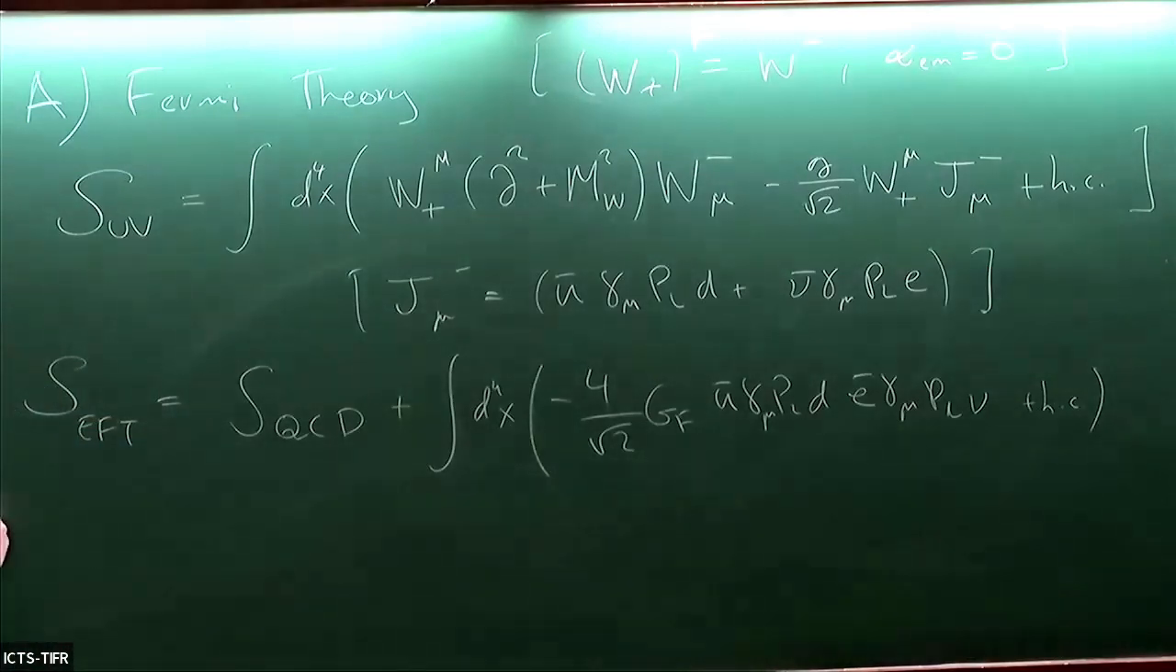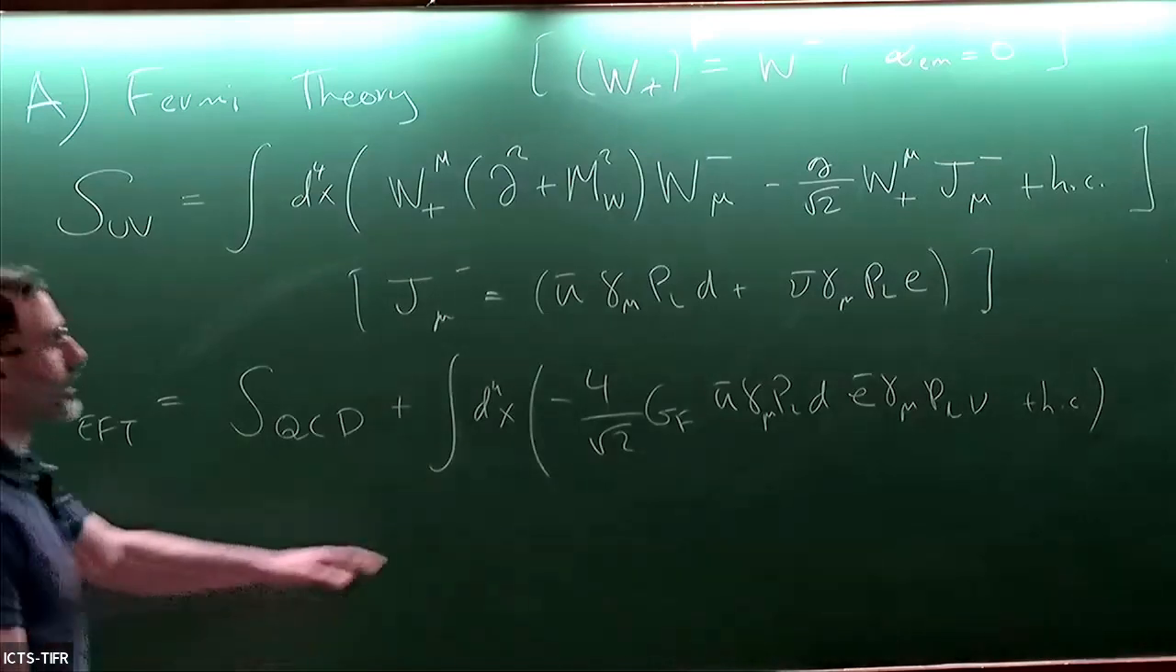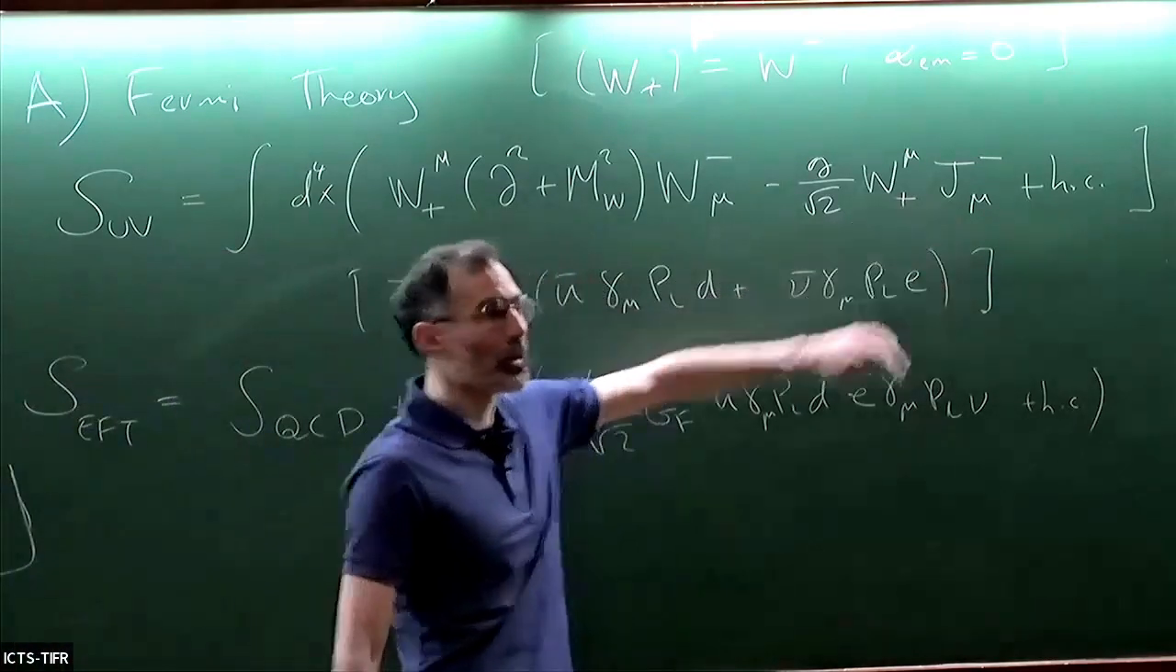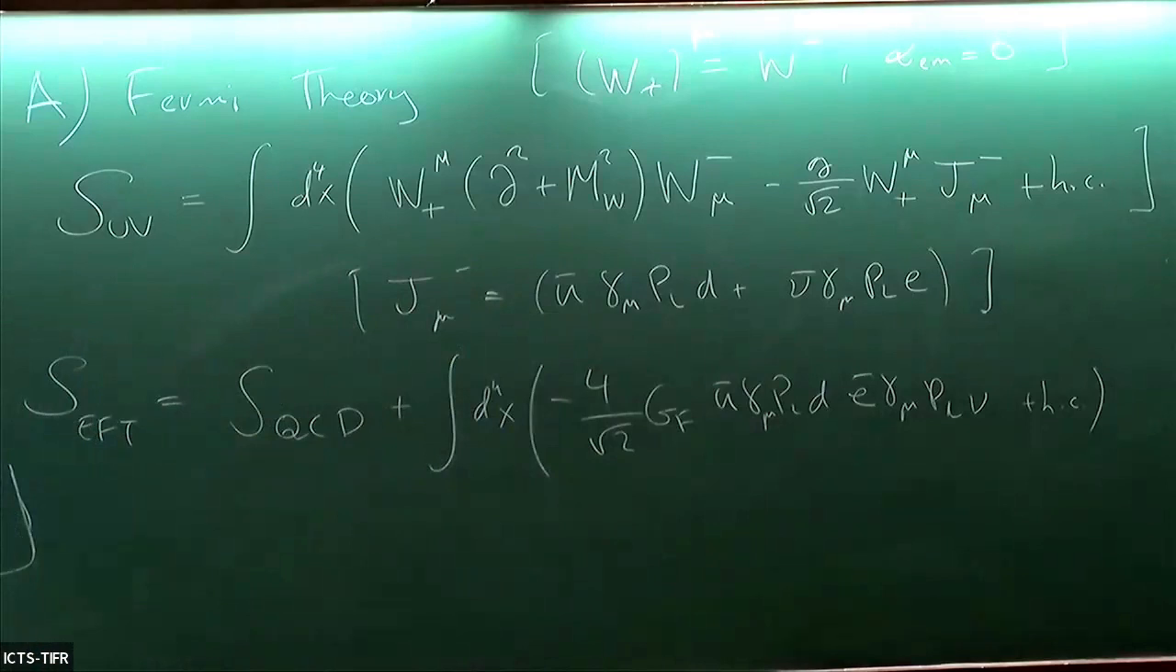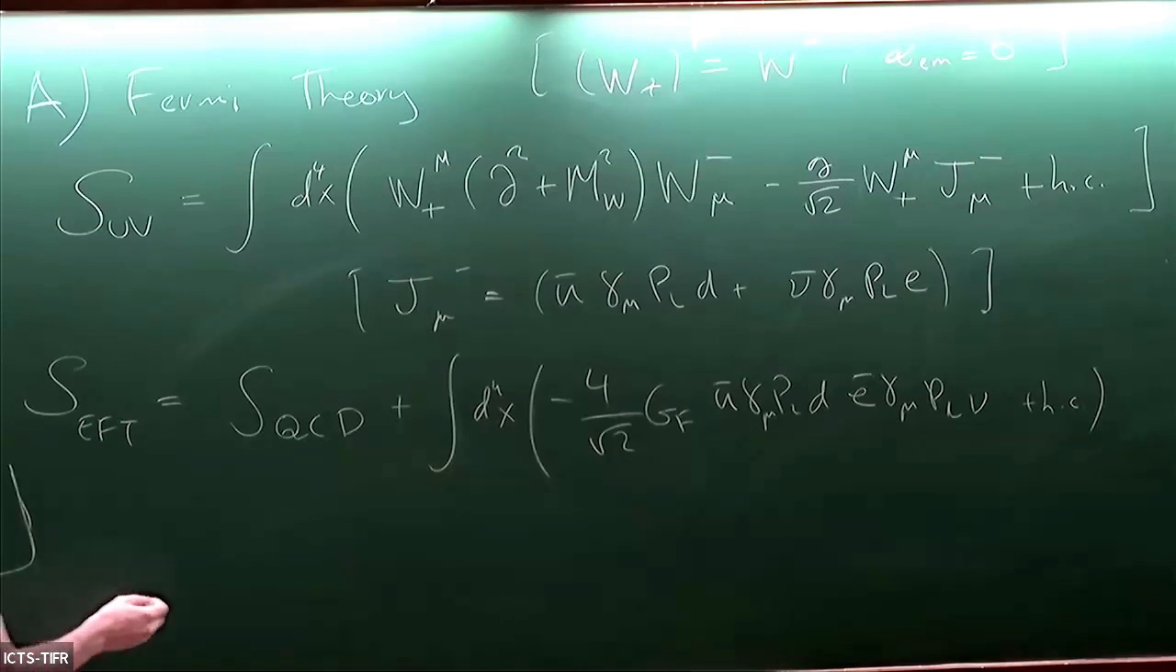For the UV theory, the Feynman rules we need is how the W interacts with that current. So let's say if there's a, can you see the blue color okay, by the way? Is that not great? Yes? Okay. Well, let me know if not.